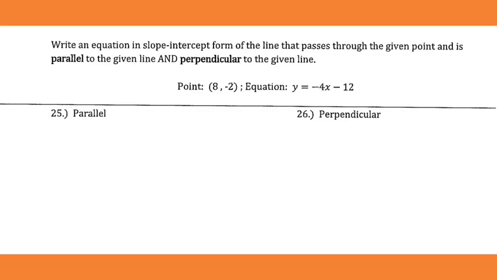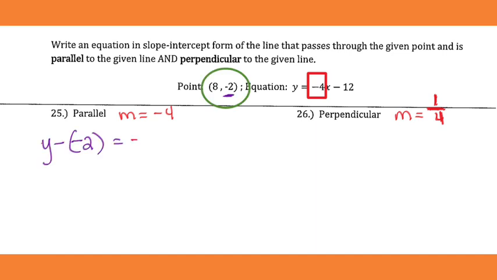So then we use this concept if I'm given an equation of the line, like y equals negative 4x minus 12, that goes through the point 8, negative 2. I need to write a parallel line that goes through that point. So it would have the same slope, but the perpendicular would have the opposite reciprocal slope. I'm not done here yet. I need to go through that point. So now that I've been given a point and a slope, I use the point slope form.